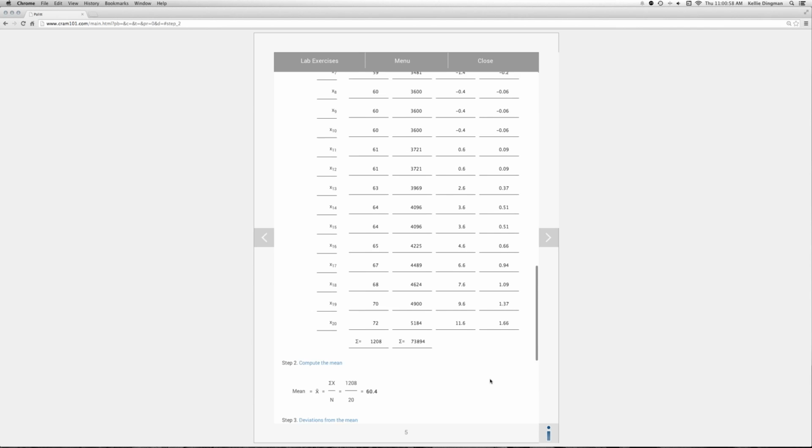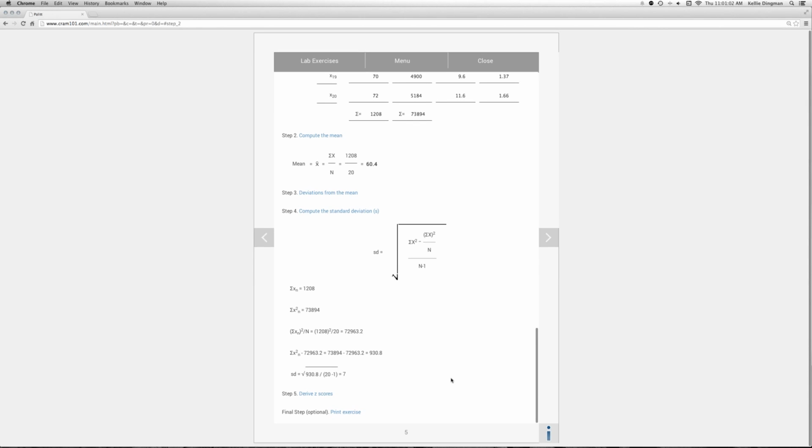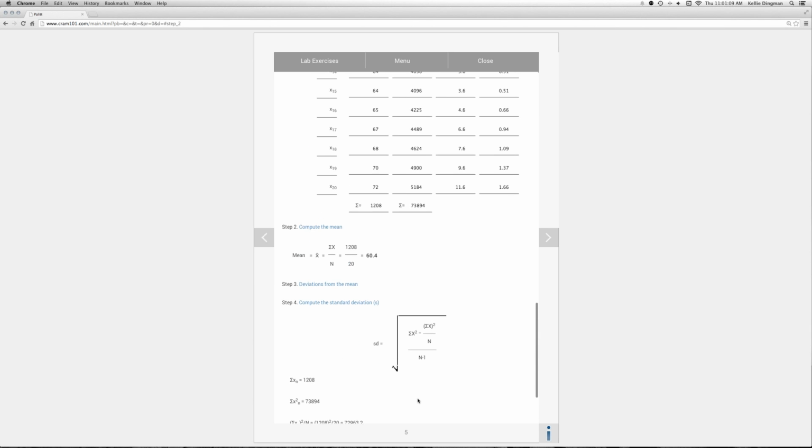There's the table of standardized scores. As a general rule for me, I always like to print things out to make sure I've done my work, which you can do with Cram. So there you have it, the standardized scores.